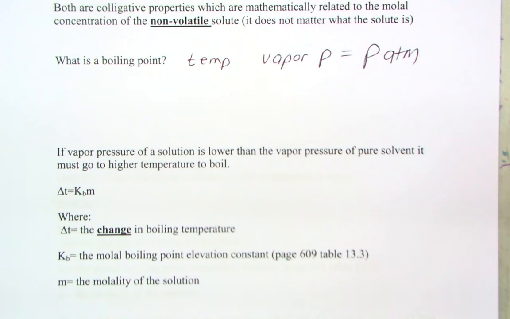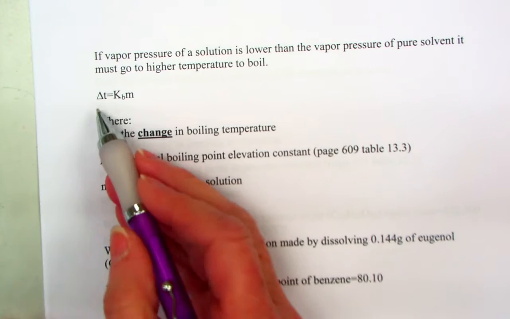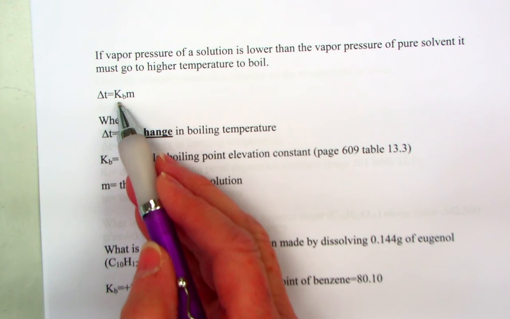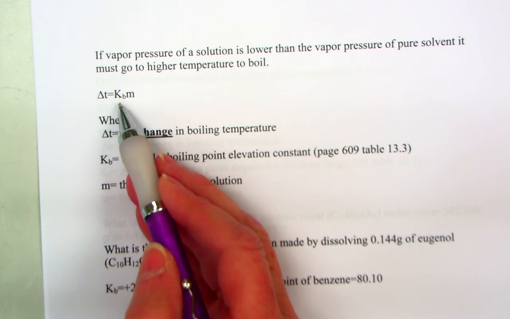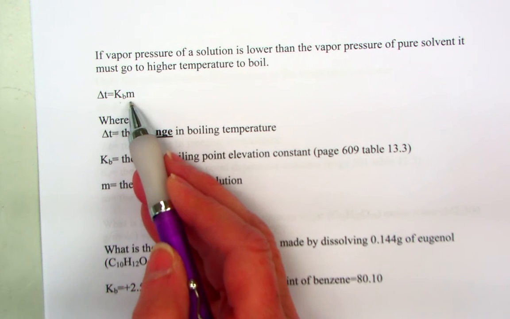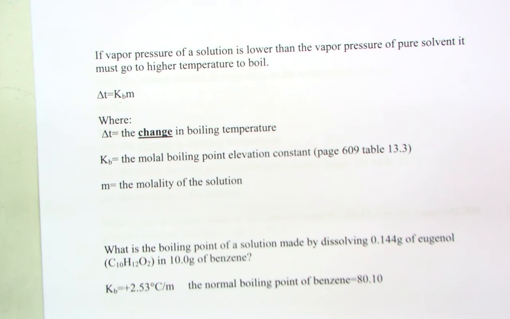In both cases, we know that the change in temperature is equal to some constant. We call this one K sub B, the molal boiling point elevation constant, times the molality. When we're dealing with freezing points, we call it K sub F. And when we are looking at this, we are calculating delta T, the change in temperature. So the boiling point's going up. We calculate the change in temperature, we add that to the boiling point. Freezing points go down. We calculate the change, we subtract it from the freezing point.